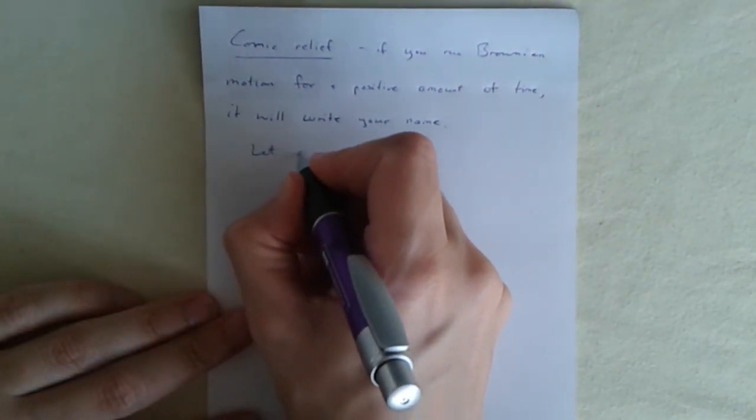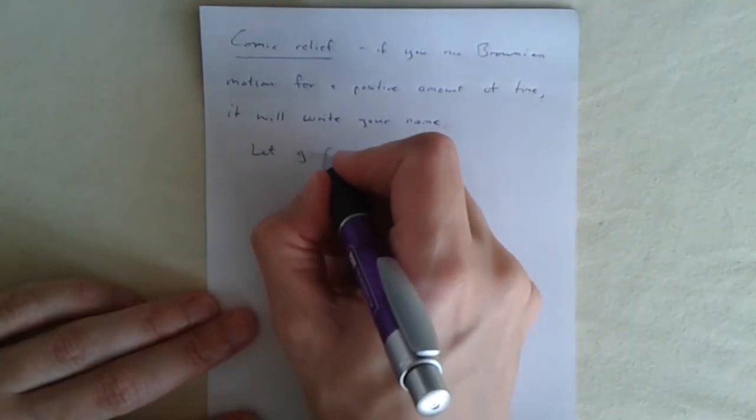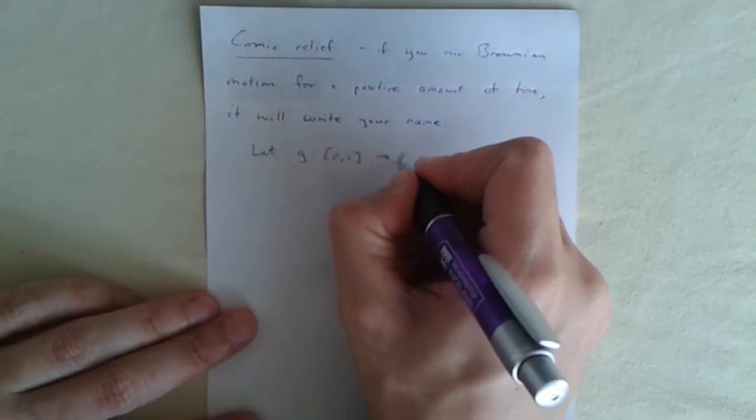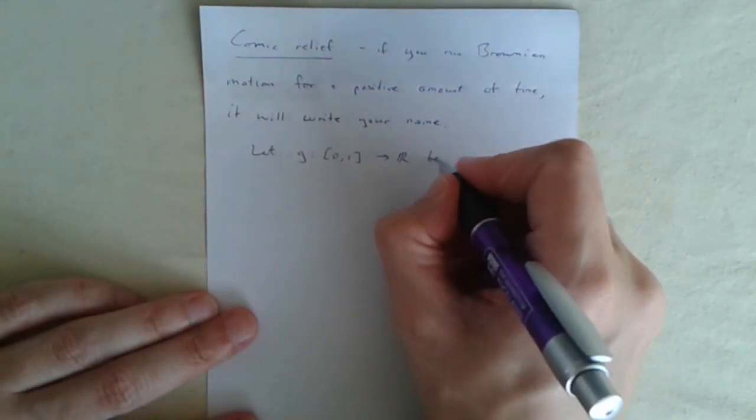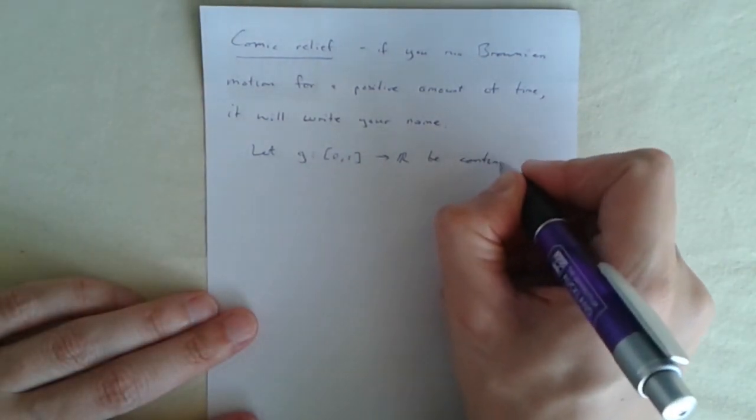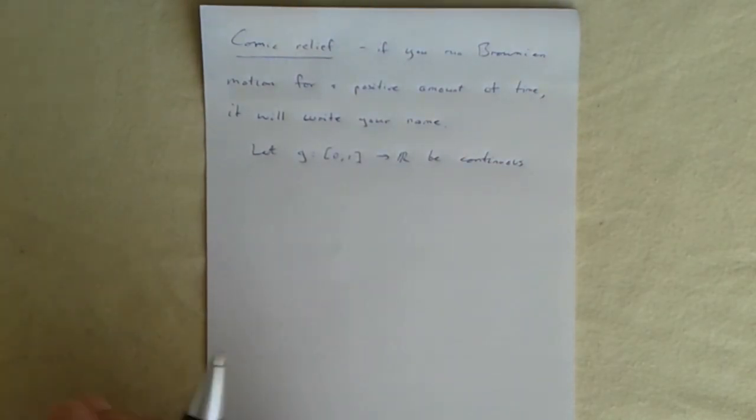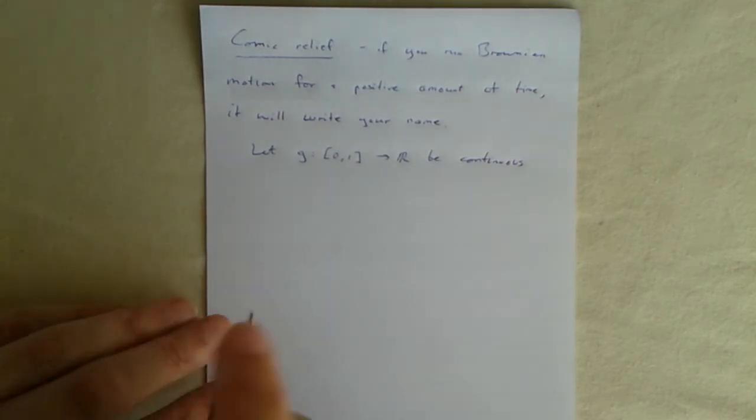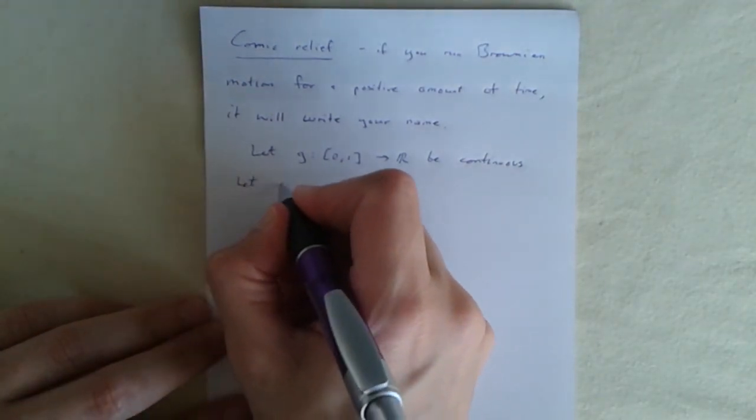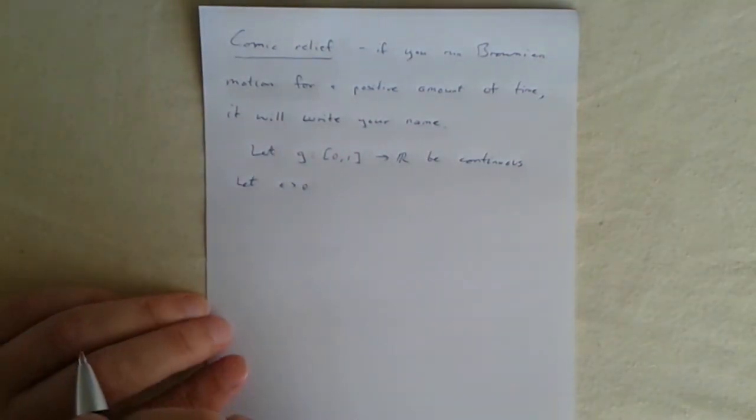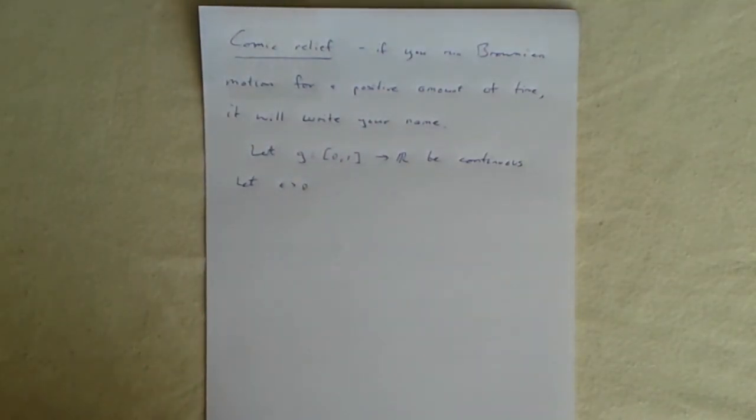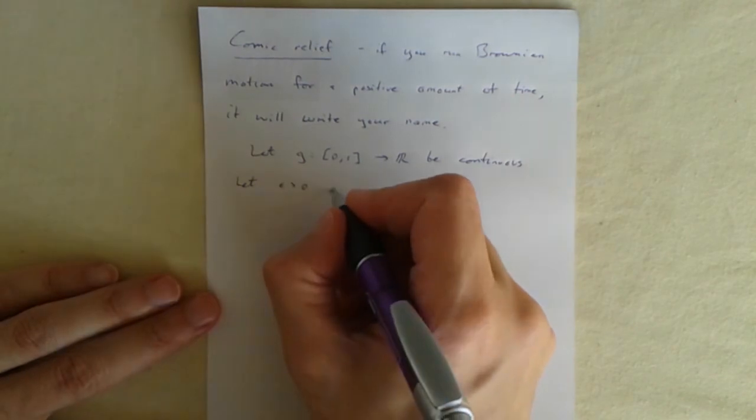So first we'll have a function g defined on, say, the unit interval, be a continuous function, any continuous function you like. That's supposed to be your name. You think of the graph of that function as being your signature. And let epsilon also be some positive number. That's how closely we're going to expect Brownian motion to match that function in order to have considered it to have written our name.